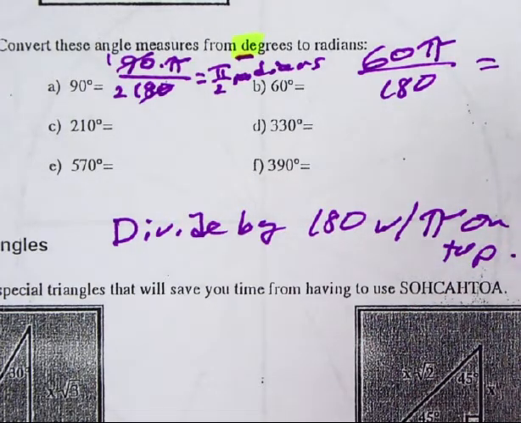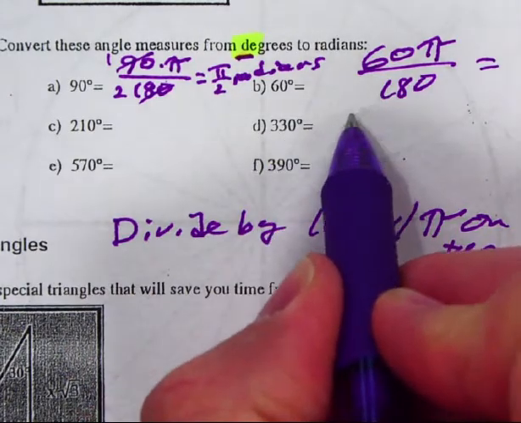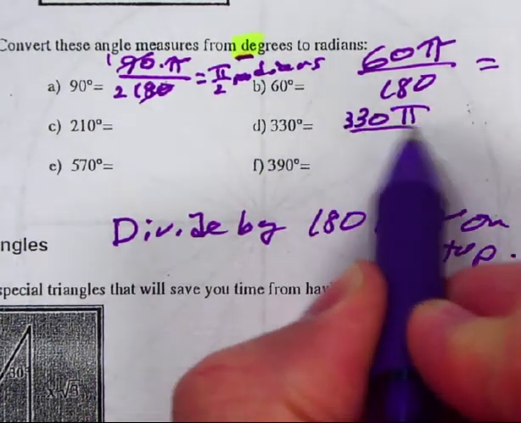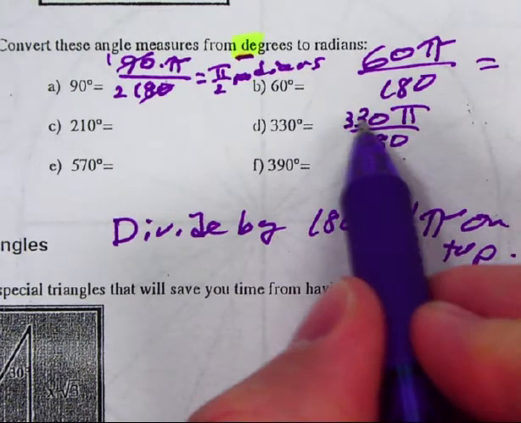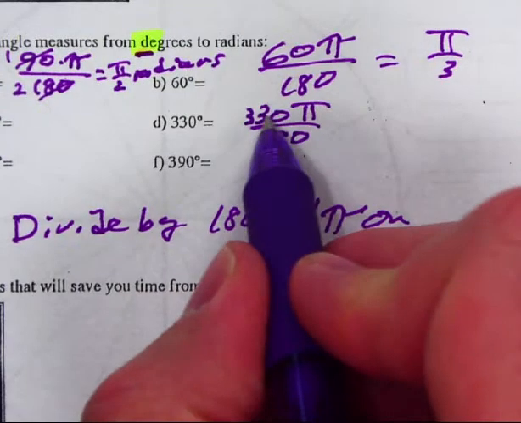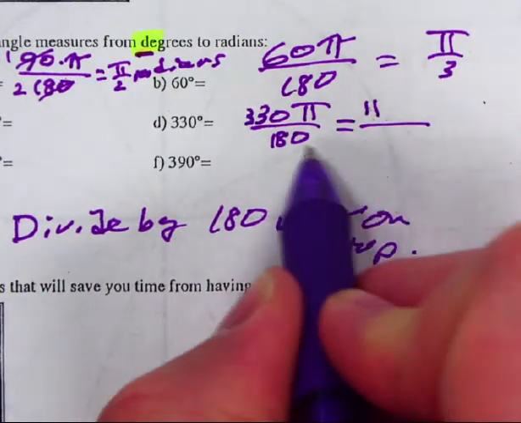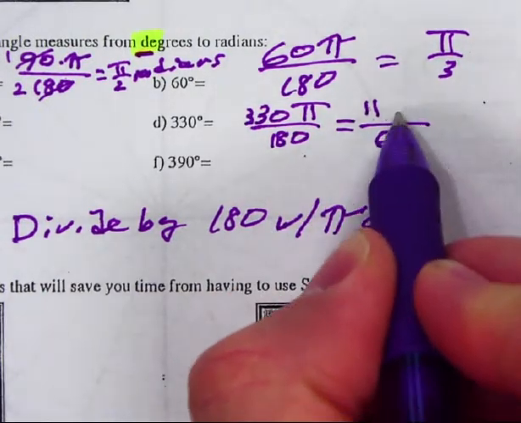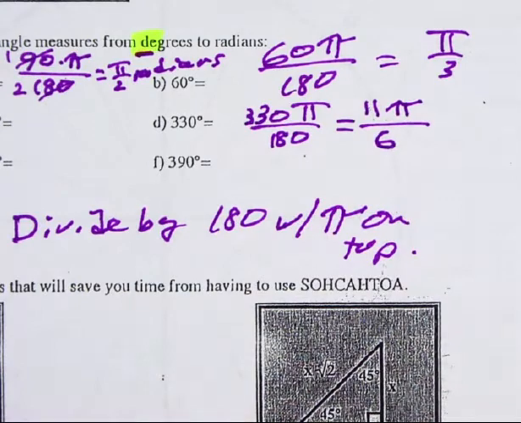Something that's a little bit more complex would be something like this, 330. Well, what is 330 pi over 180? Well, these both divide by 30. That's what you need to see. 330 divides by 30 11 times. 180 divides by 30 6 times, and we still have pi on top, so it's 11 pi over 6.